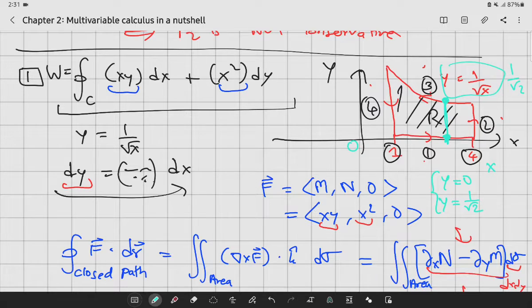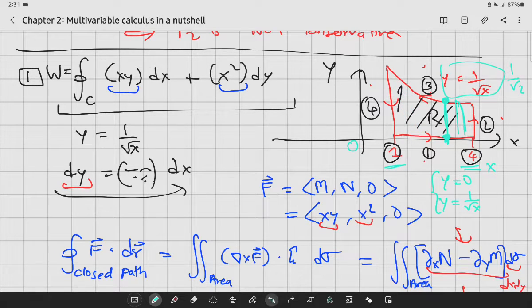X won't be a certain value. X is just x. It can be anything in here, right? So in general, I'll stop at y equals 1 over square root of x. This is the entire thing. If I start from x equals 1 to x equals 4, you can see that I'm scanning this entire region.